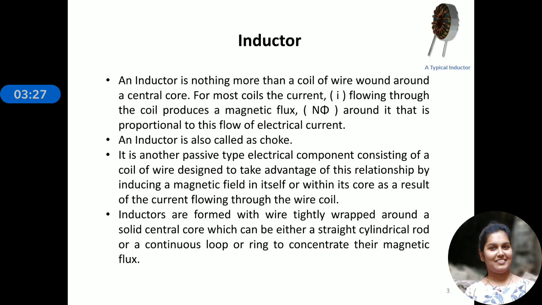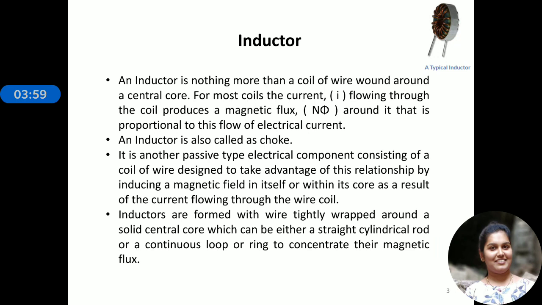Okay, so coming to the inductor, what we call an inductor is nothing but a passive component, and the most basic form of an inductor is, here you can see on the screen, this is the most basic form of an inductor. So it looks more like a coil of wire wound around a core. So a simple wire which is wound on a core is called an inductor.